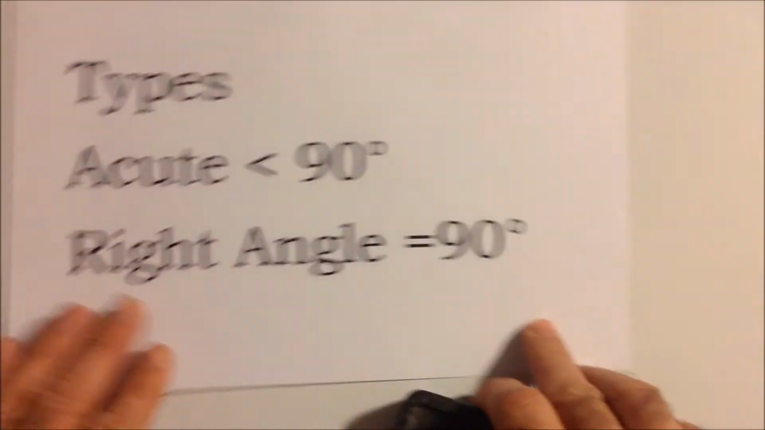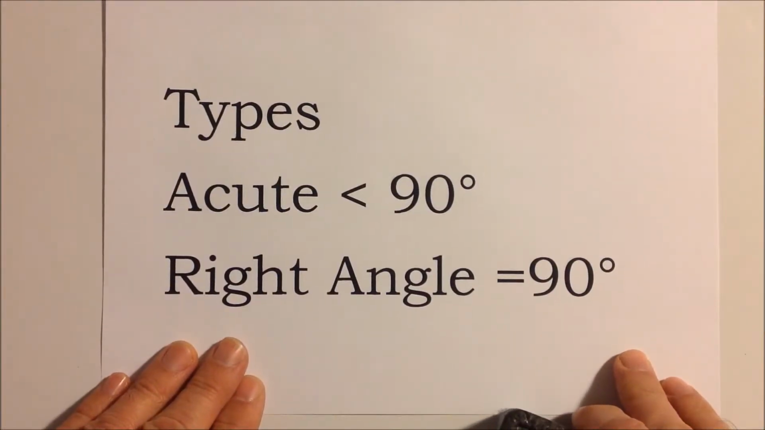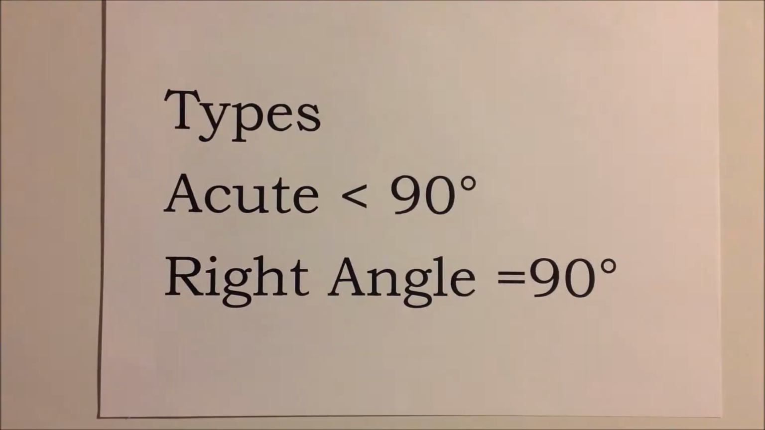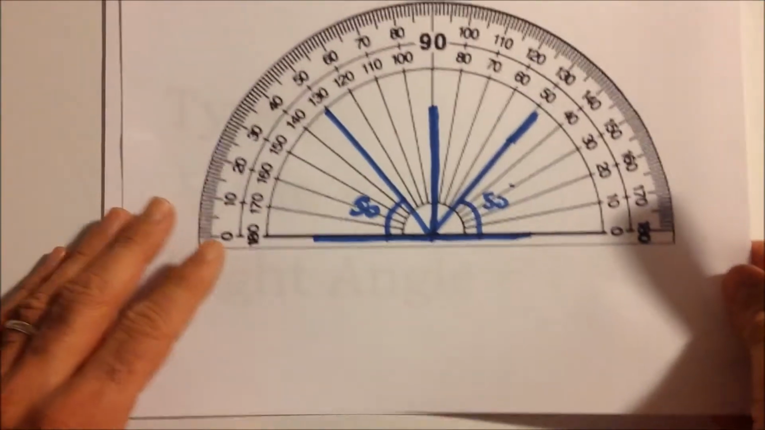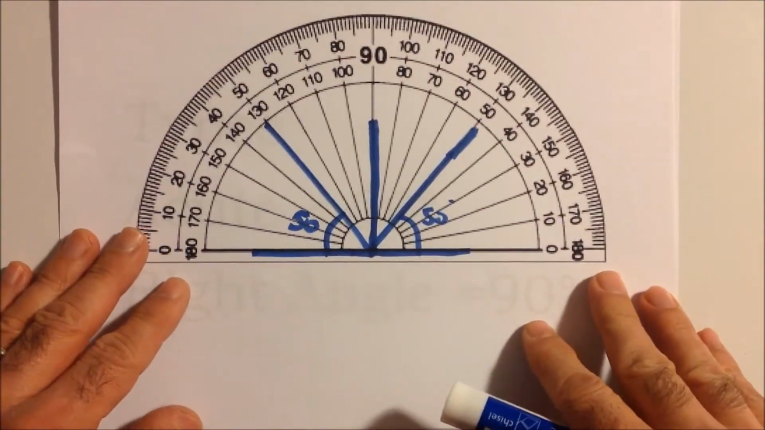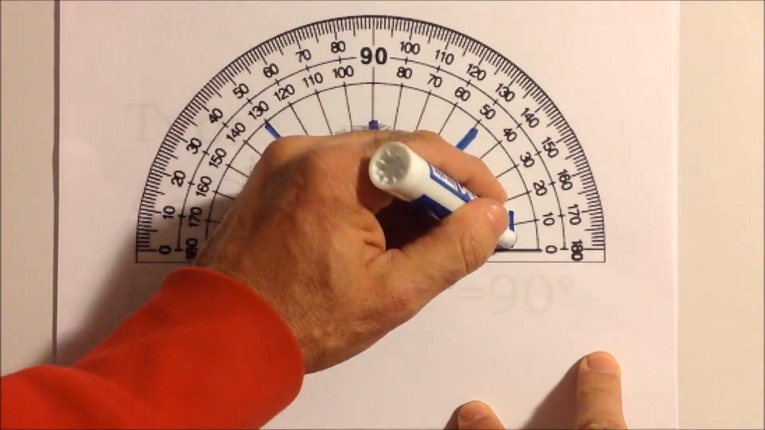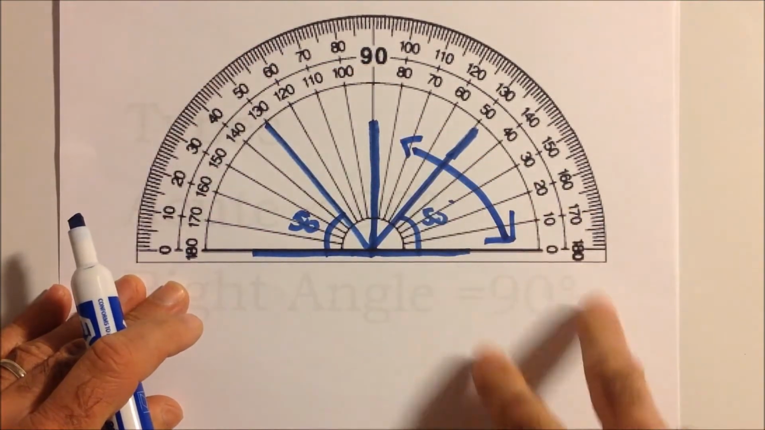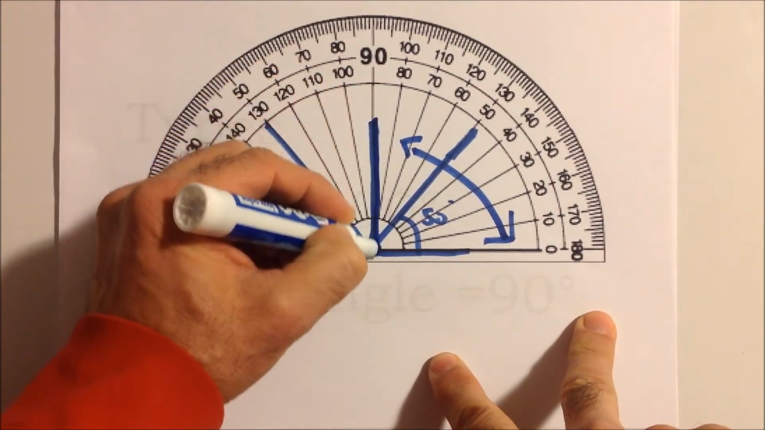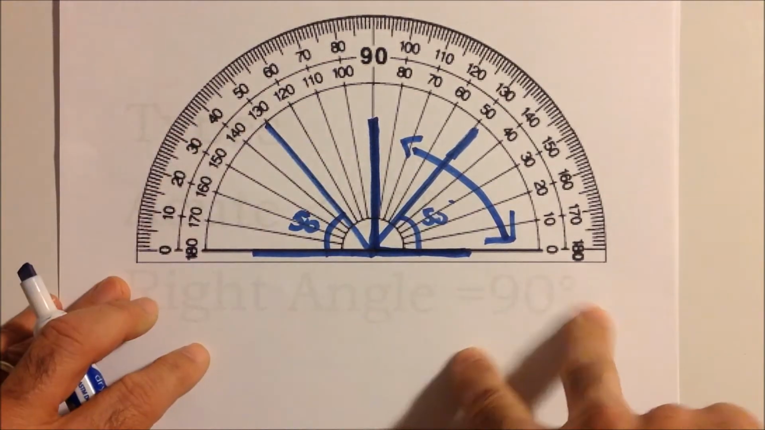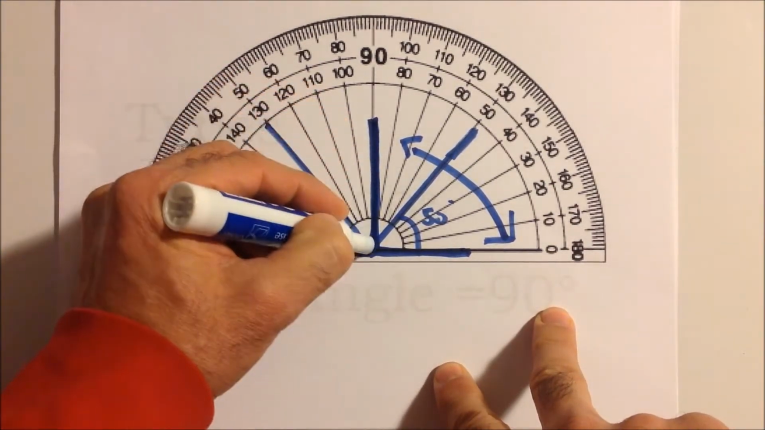Okay, so let's look at the types of angles we can have. We can have an acute angle. An acute angle is less than 90 degrees. A right angle is 90 degrees. Remember when we drew them on the protractor, anything less than 90 degrees, anything in this area, will be an acute angle. And the 90-degree angle, which looks like an L, is a right angle.